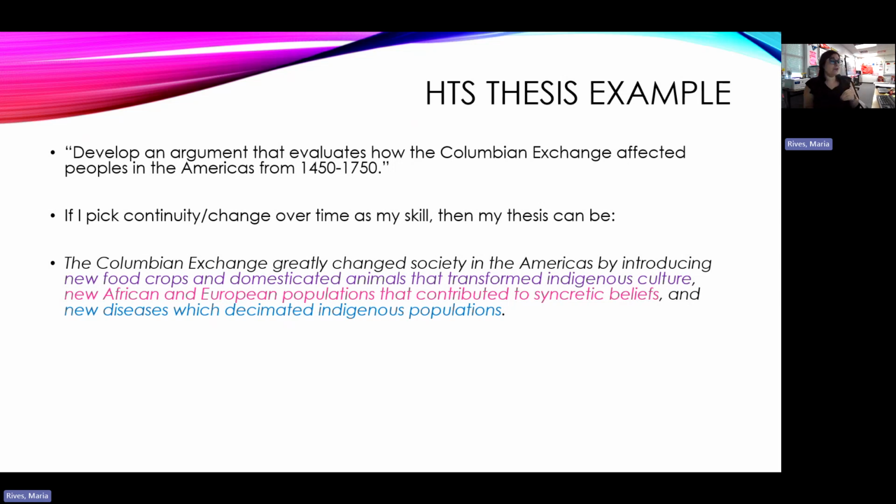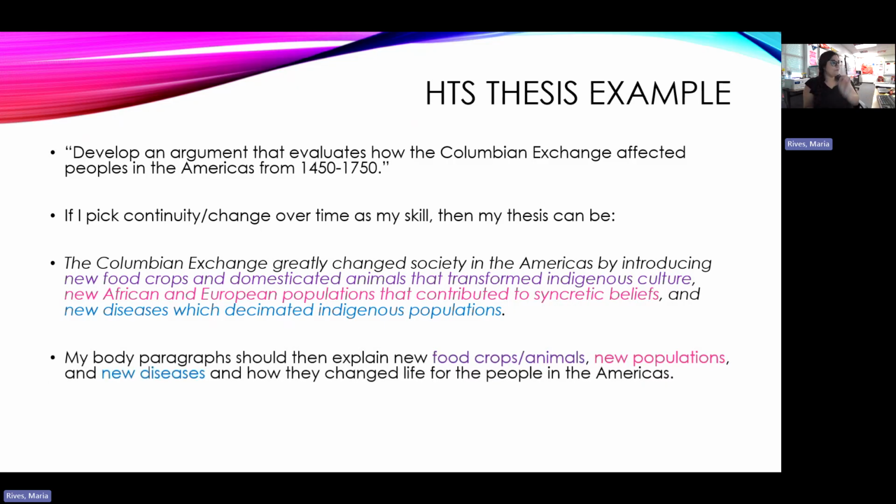So I will have 3 body paragraphs. Each of those colored areas will be a separate body paragraph. I'll use those arguments in my topic sentence, and then I'll provide evidence for each. So the evidence I want to come up with is new food crops and new animals for body paragraph 1. New populations is going to be my evidence for body paragraph 2. New diseases will be for body paragraph 3. And I want to make sure my explanations and my skill sentence are focused on how they change life. How they change life, not just the effect, but what was it like before? How is it like now? Because that shows the change.